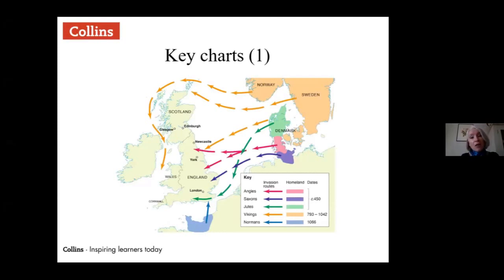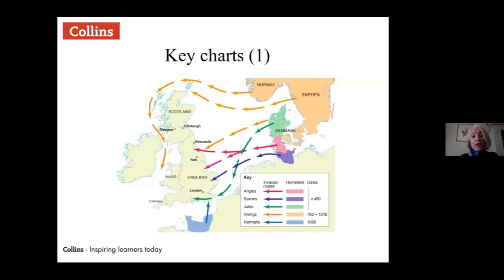I'd like to start though by asking you all, please, if you can, to click or print your screen so that you've got a copy of this chart. And this shows the invasions in England up to the 11th century. And these are very important. I'm going to be talking a little bit about the influence of the languages of the invaders this morning.